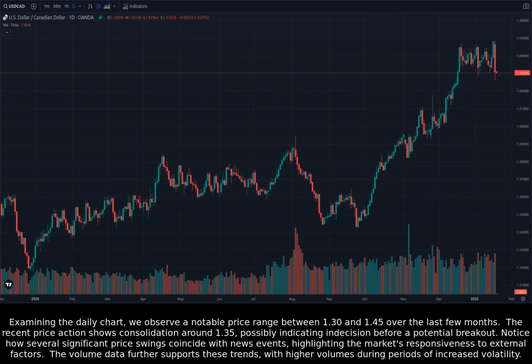Notice how several significant price swings coincide with news events, highlighting the market's responsiveness to external factors. The volume data further supports these trends, with higher volumes during periods of increased volatility.